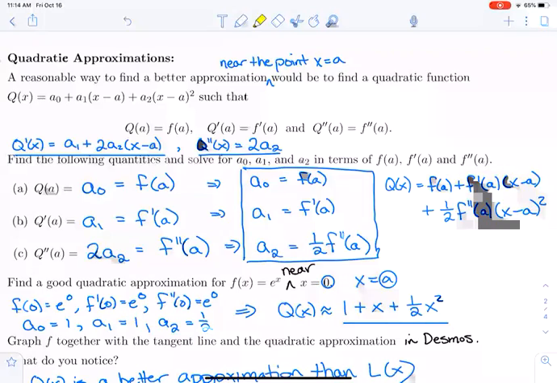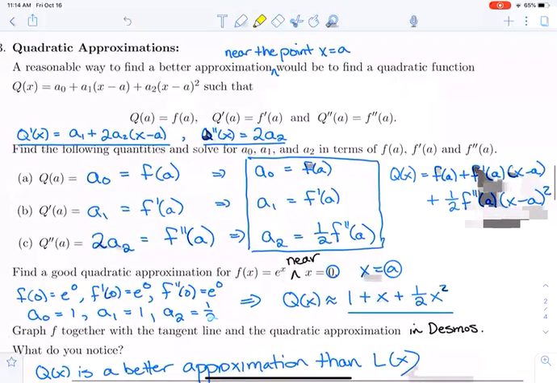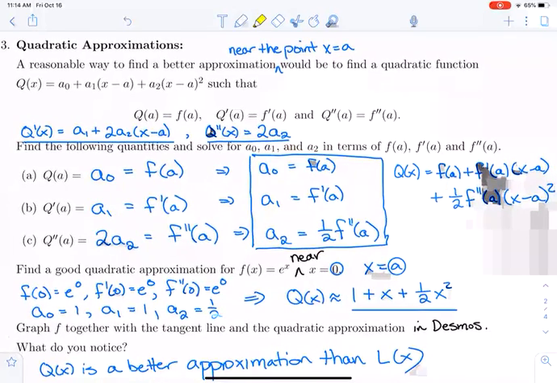These were easy to find, f of a, f prime of a, f double prime of a, for the function e to the x, because the derivative of e to the x is also e to the x, and so is every other derivative. And so we were able to easily find the coefficients, and then from there we were able to find a quadratic approximation. Okay, so the quadratic approximation there for e to the x is 1 plus x plus 1/2 x squared.